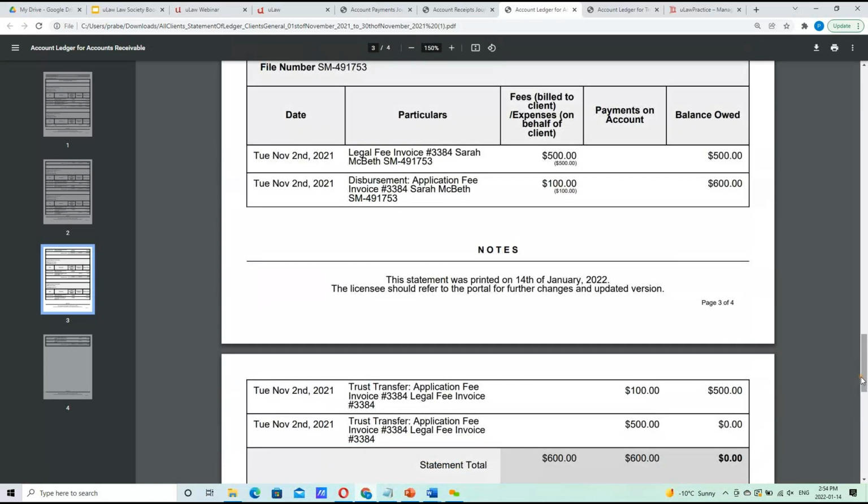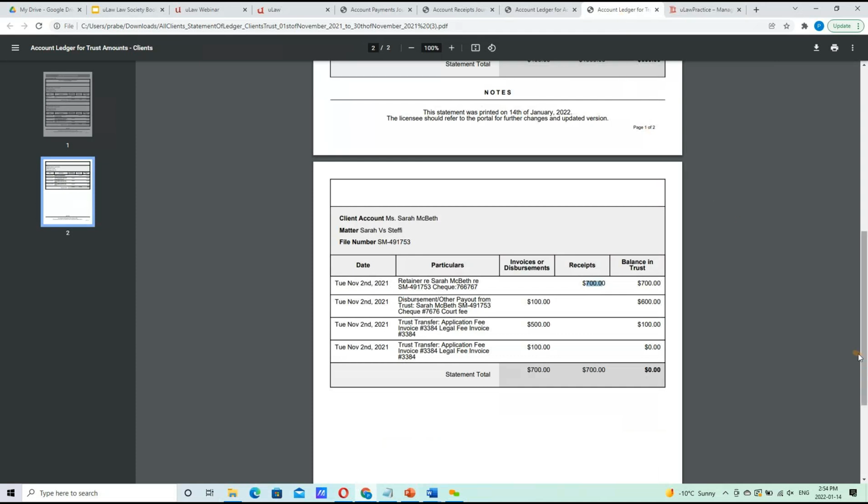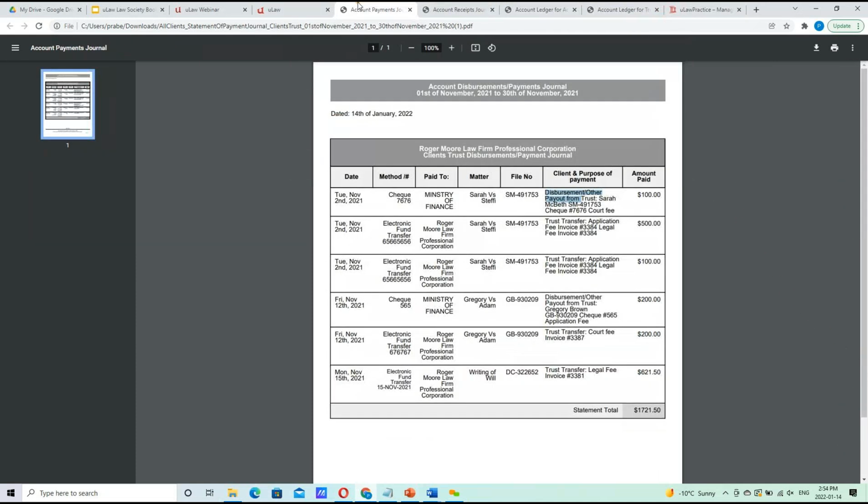Now, when you look at all the 3 documents is when the story is complete. You had $700 coming in from Sarah. $100 went straight from trust as a disbursement towards a court fee. That left the trust balance at $600. And then there was an invoice generated for that $600, which was then moved from trust to general. Okay?